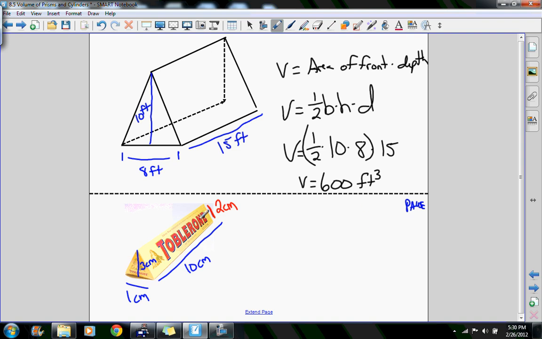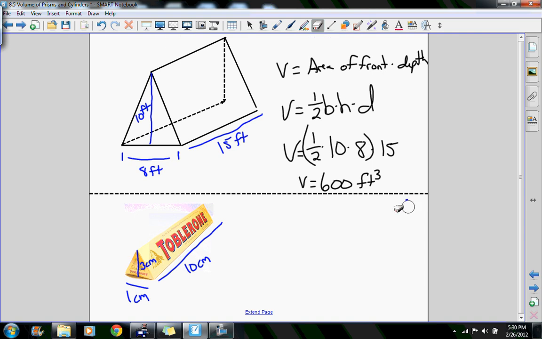So now I want you to pause it and find the volume of this Toblerone thing here. Now, this measurement down here at the bottom we can erase. We don't need this 2 here. We just need the height, the base, and the depth. So give this a try and see how it goes.